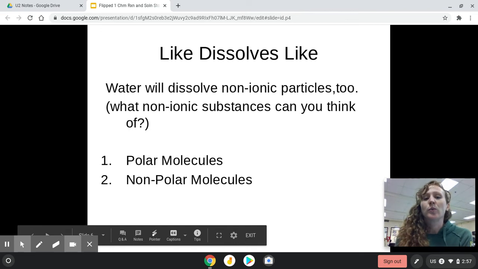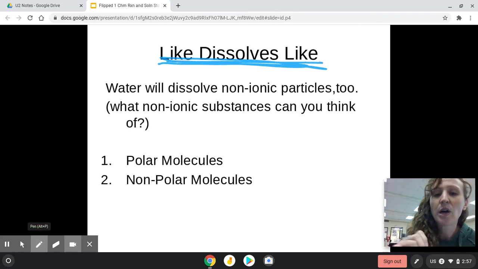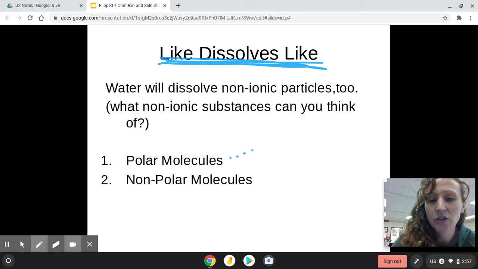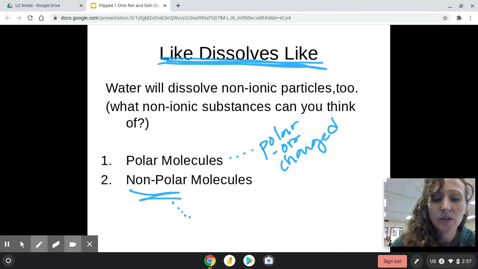Okay, so when we're talking about polar molecules, here's the phrase you want: like dissolves like. Polar molecules are going to be attracted to other polar or charged molecules. If it has a partial or a complete charge, it's going to be attracted to something else that has a partial or a complete charge. If you have a non-polar molecule, it's going to be attracted to other non-polar molecules.